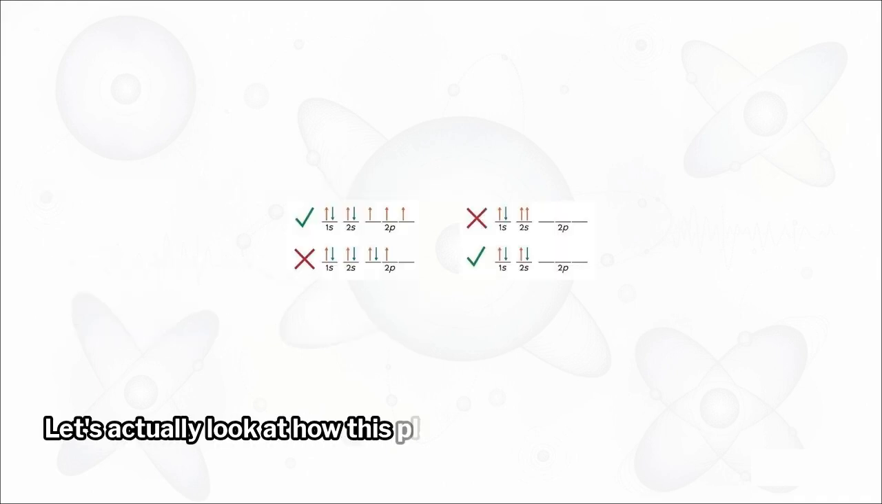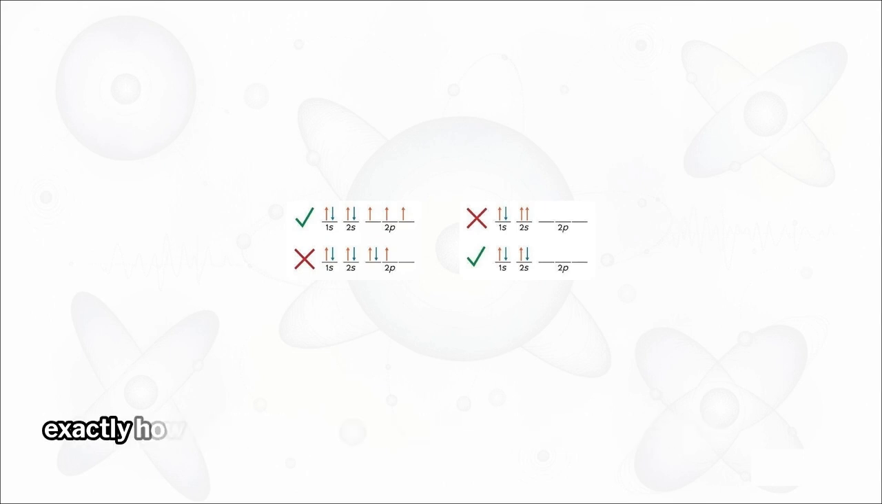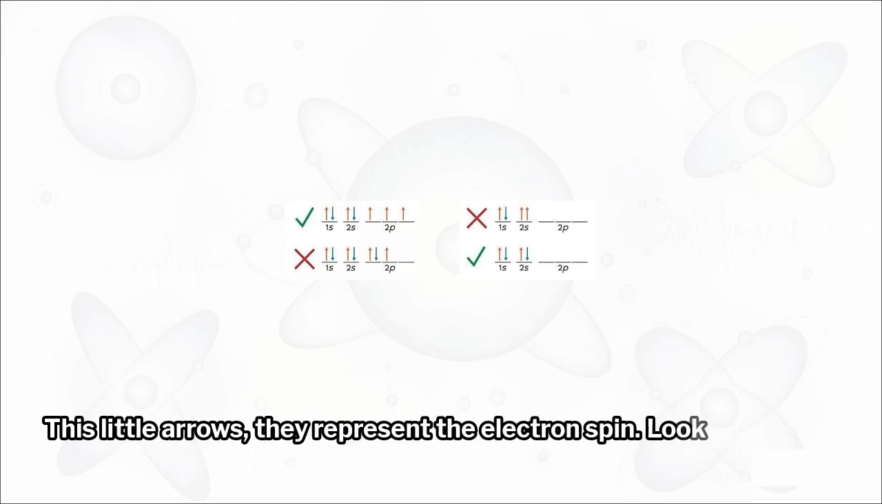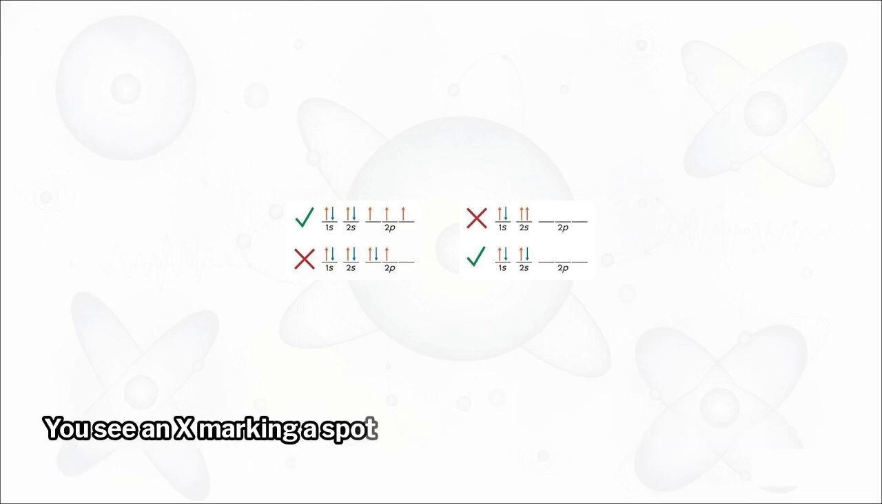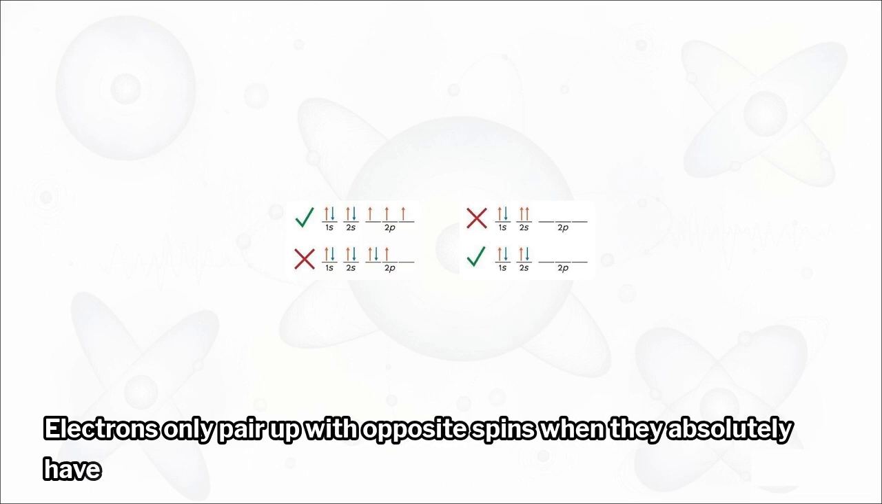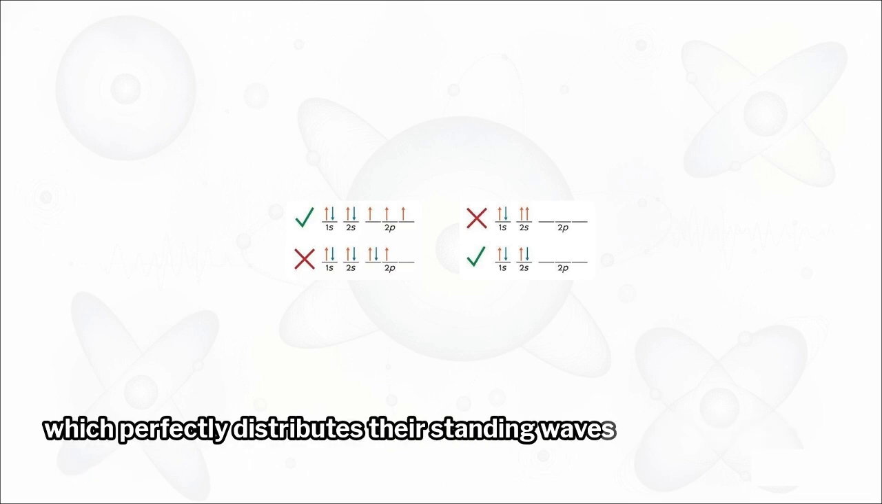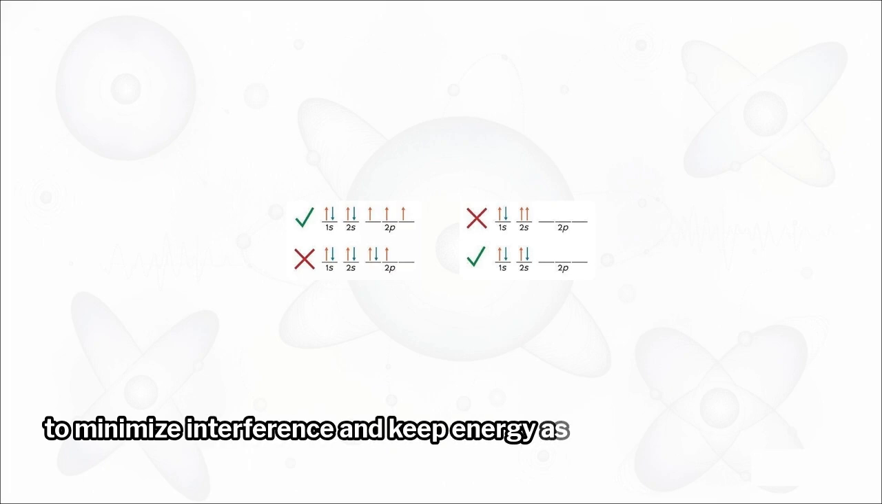Let's actually look at how this plays out in practice. The checks and X's here are such a great way to visualize exactly how these rules prevent electrons from just crowding into identical quantum states. Those little arrows, they represent the electron spin. Look at the bottom. You see an X marking a spot where two up arrows are jammed into the same 1s orbital. That is a massive direct violation of Pauli's exclusion principle. Nature just won't allow it. Up top, though, you see the correct configuration. Electrons only pair up with opposite spins when they absolutely have to, which perfectly distributes their standing waves to minimize interference and keep energy as low as possible.